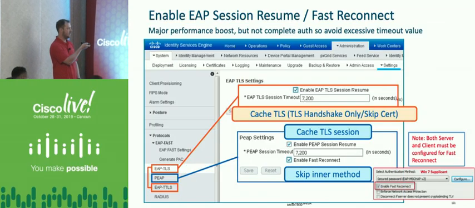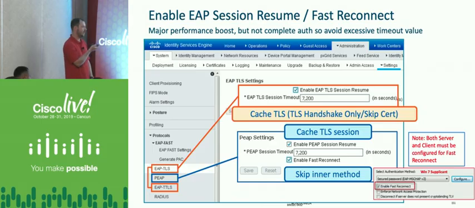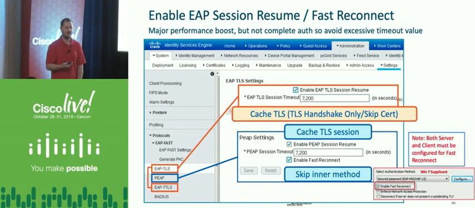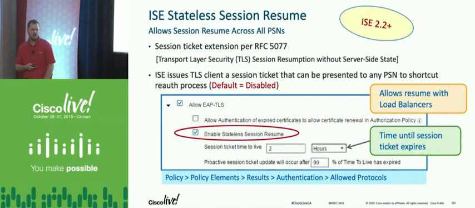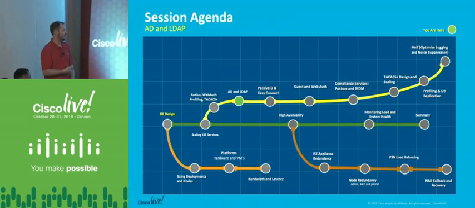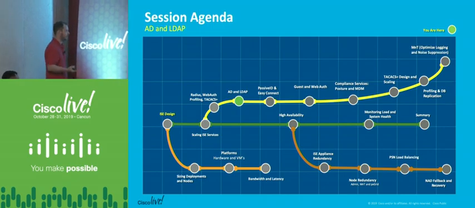Fast reconnect allows us to skip the inner method. Like on Windows 7, Windows 10, you'll see that option when you're configuring it. It actually helps save that processing load. Stateless session resume is a very similar feature, just helping us skip full authentication processes every single time.